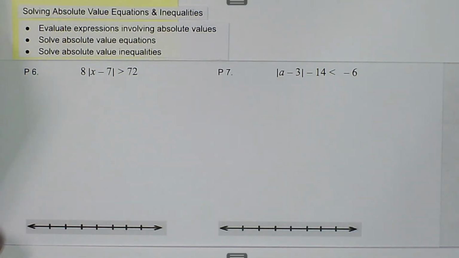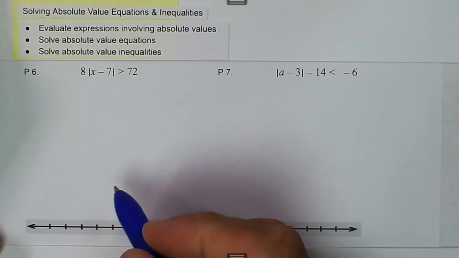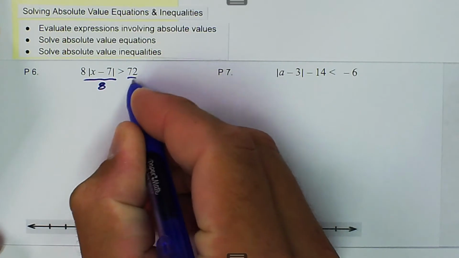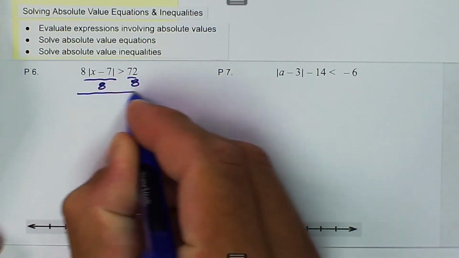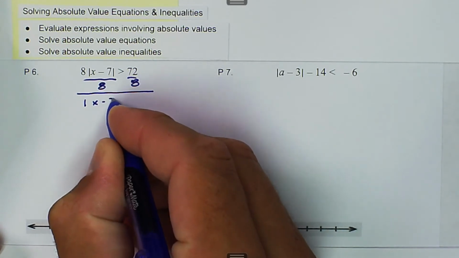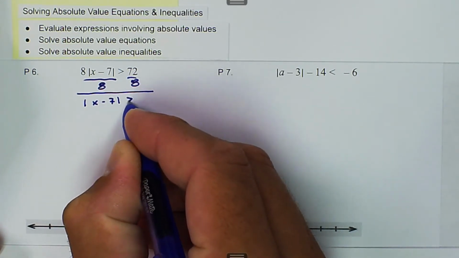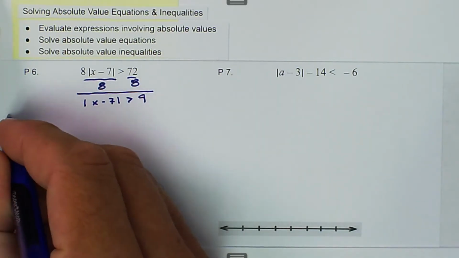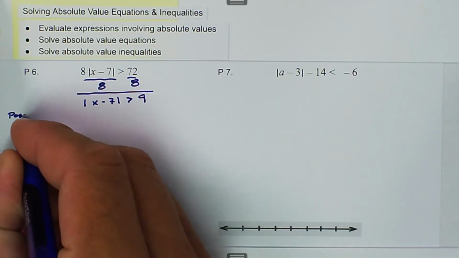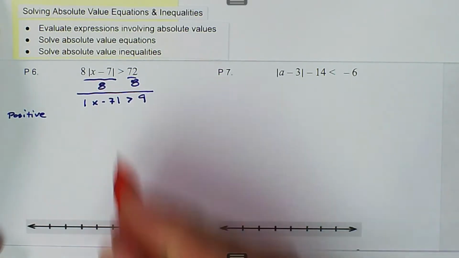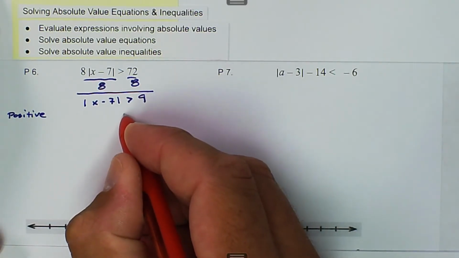We're talking about solving absolute value inequalities, and the first thing we want to do is get the absolute value by itself. So here we divided both sides by 8, and then we get the absolute value of x minus 7 is greater than 9. So we have to account for the positive and negative possibility inside the absolute value.